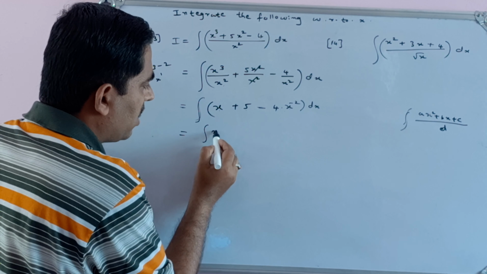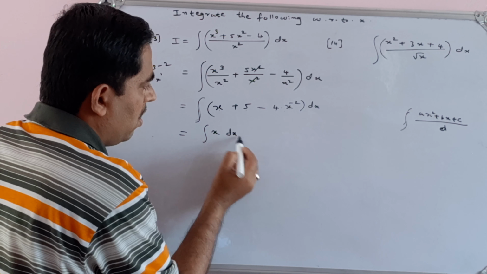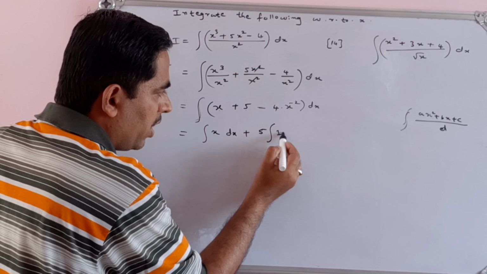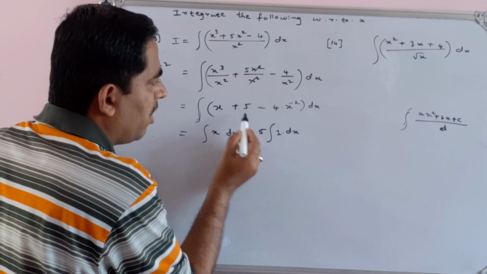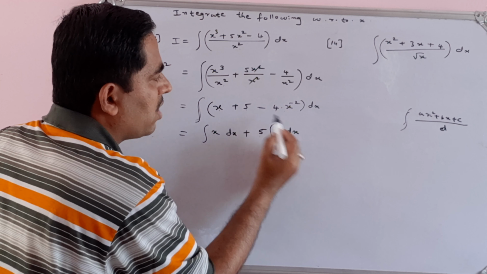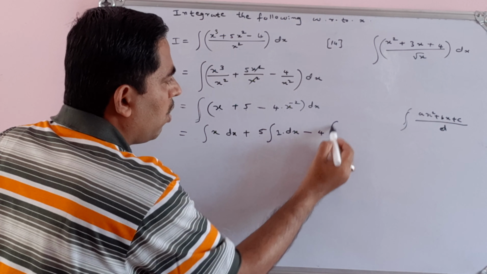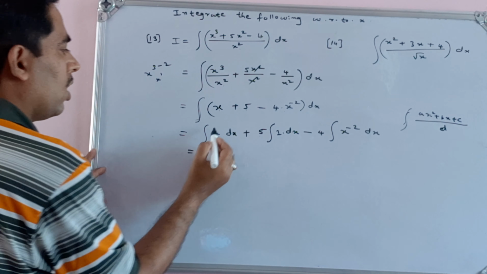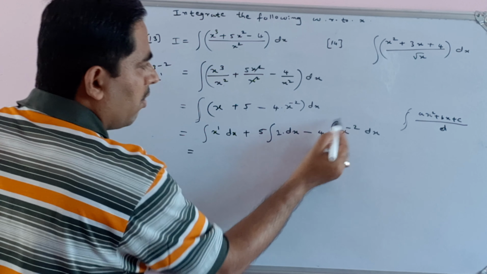Integration of x with respect to x, plus 5 is outside, so integration of 1 with respect to x. I have taken the constant outside the integral sign. What is left inside? 1 into dx. Then minus, I will write 4 outside, integration of x to the power of minus 2 dx. This is very simple. Now I can use the power rule for this and this.